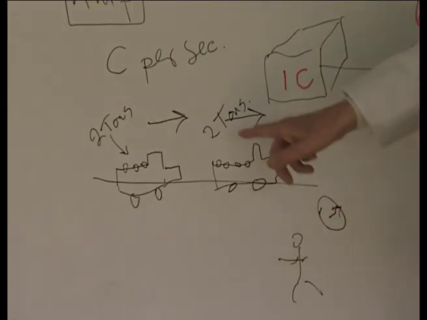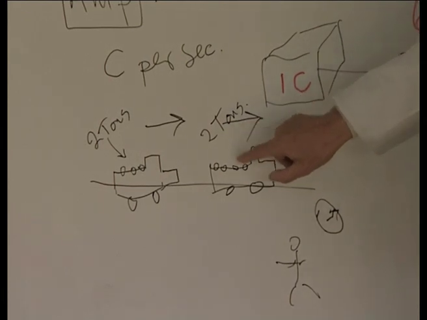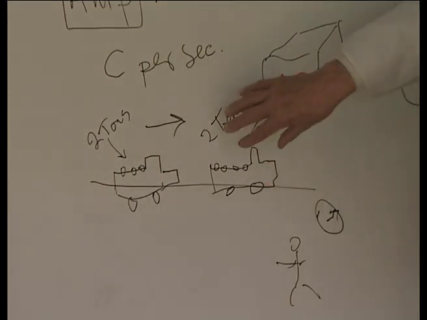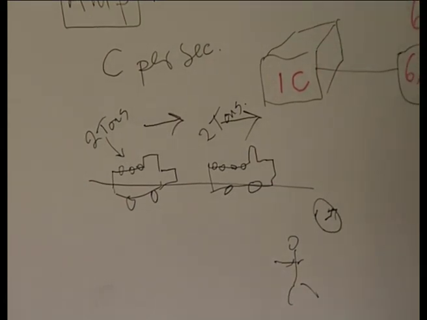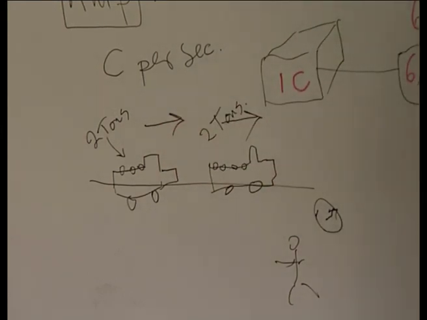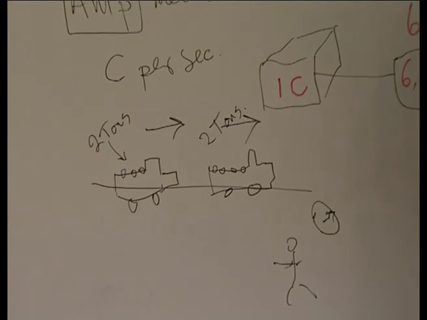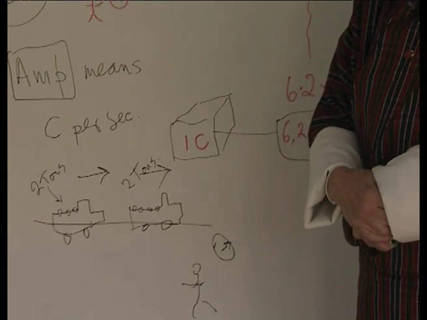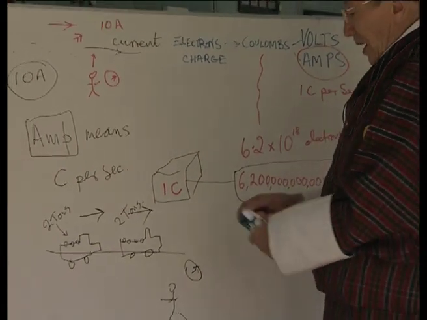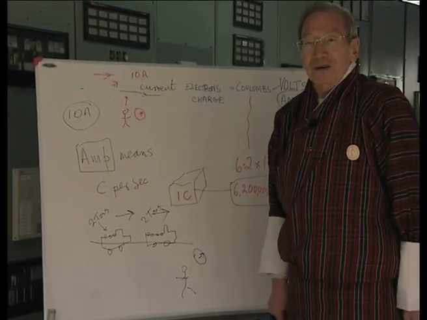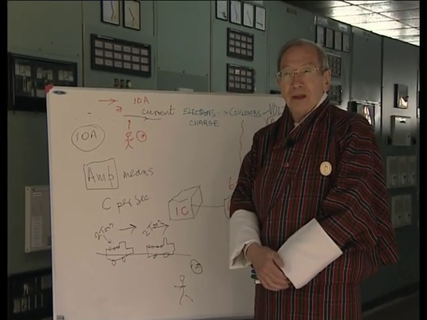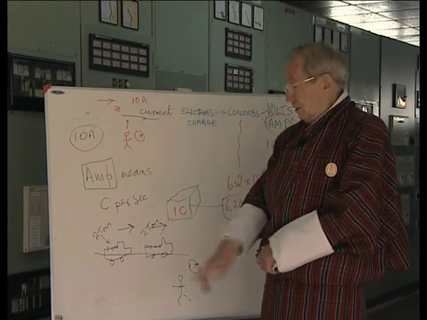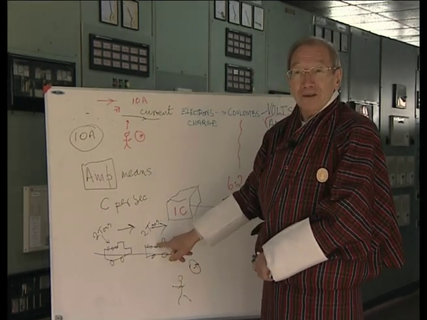Well, let's say each truck carries 2 tons of stone. When 1 truck goes past you, that's 2 tons of stone gone. If 2 trucks go past, that's 4 tons of stone which has gone by. If you wanted to know how many stones you've got, you'd say, how many trucks a second? How many tons of stone on each truck? 20 trucks in a second would give you 40 tons of stone.